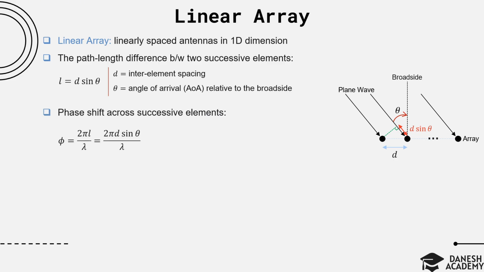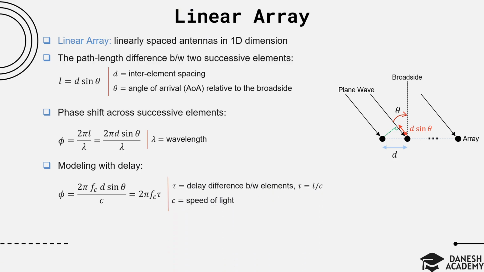This path length difference causes phase shift, which is phi equal to 2 pi L over lambda, in which lambda is the wavelength. We can also model this as a delay, where phi can be written as 2 pi times fc times d times sine of theta over c, or 2 pi fc times tau, in which tau is the delay difference between elements measured as L over c, and c is the speed of light.